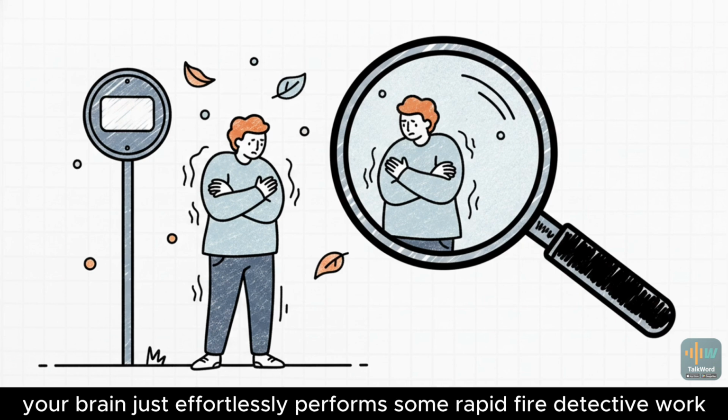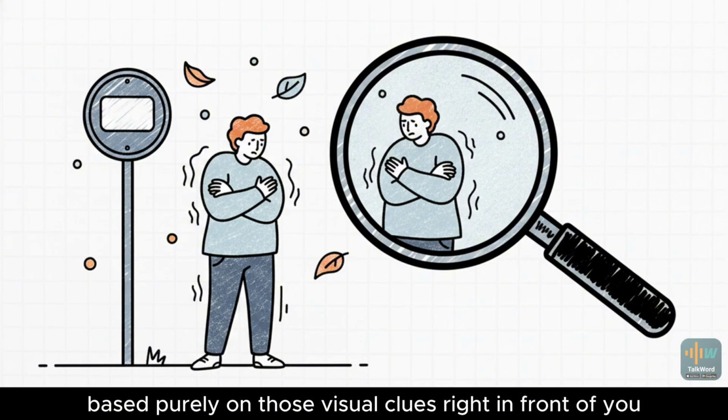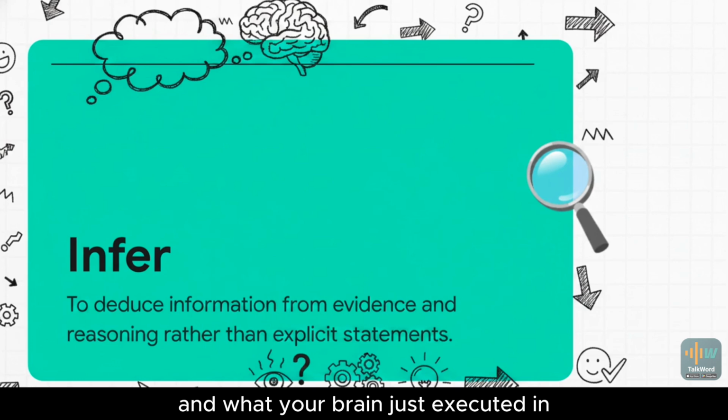How? Well, your brain just effortlessly performs some rapid-fire detective work based purely on those visual clues right in front of you. And what your brain just executed in a fraction of a second, it actually has a specific, highly useful name in English. It's called inferring.